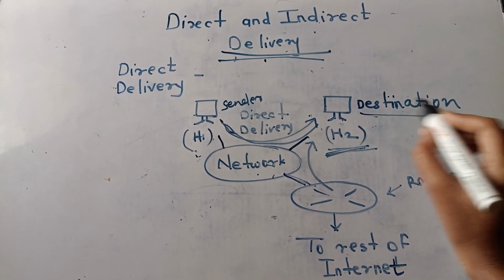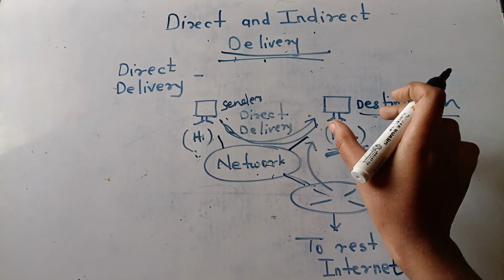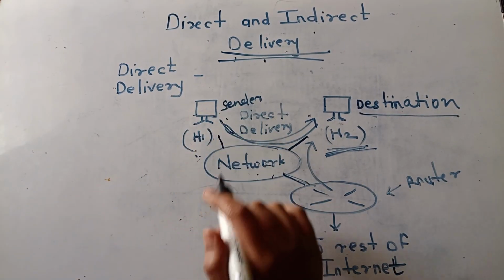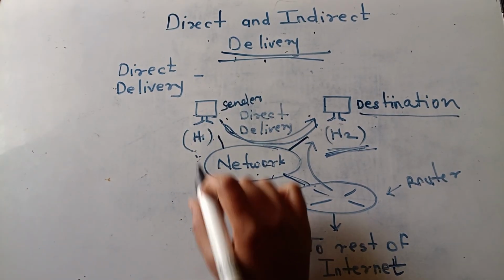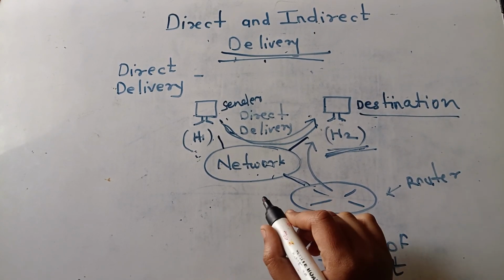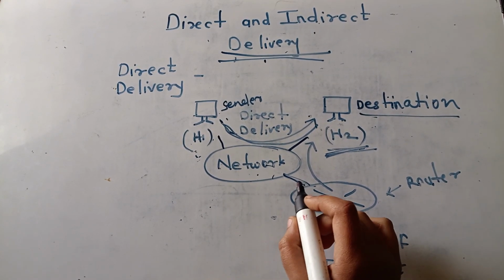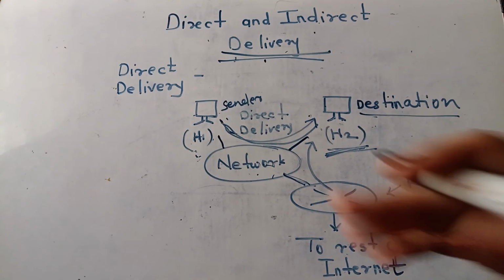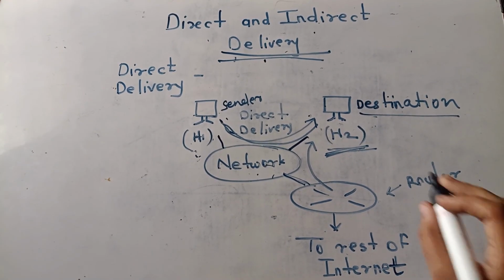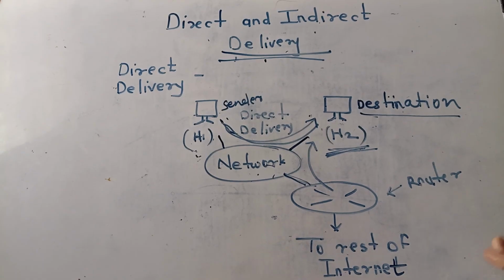So this is our destination. Our sender can extract this IP address and compare it with the network it is connected to. If it is the same, or if a match is found, then we can say this delivery is direct. So this is about the direct delivery.